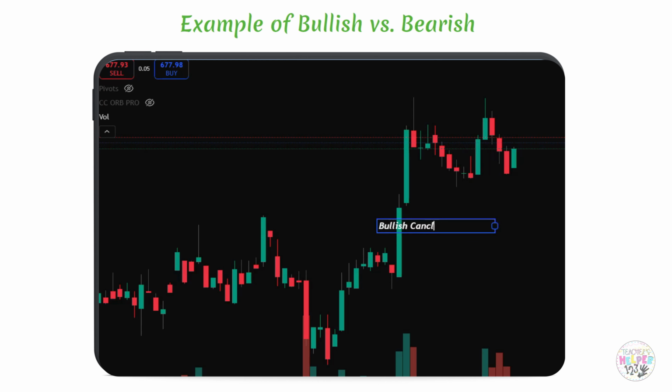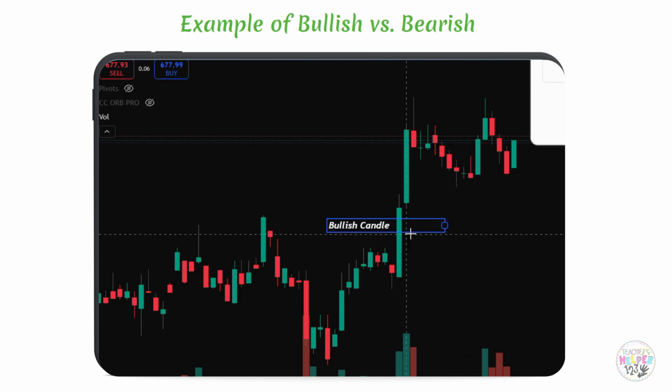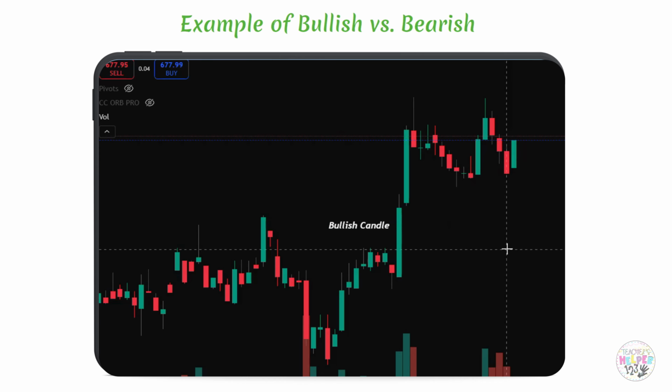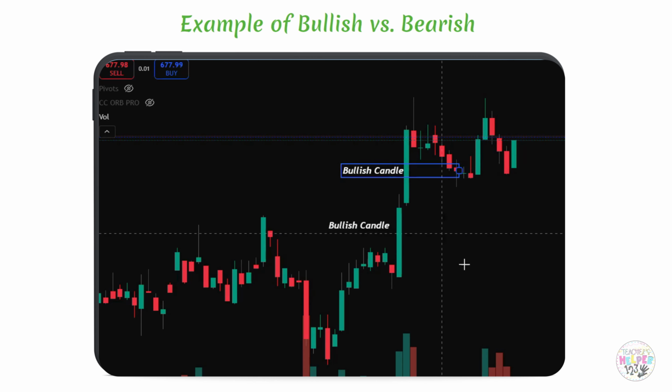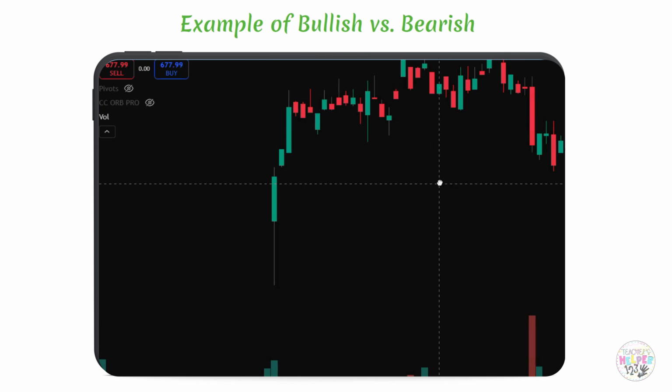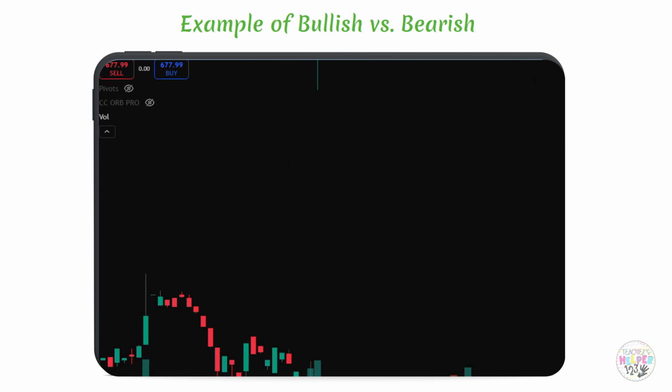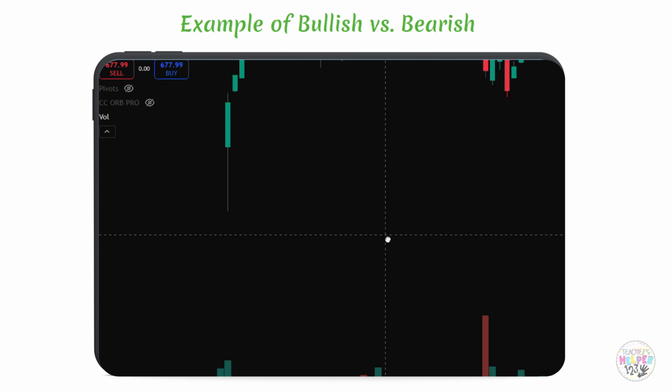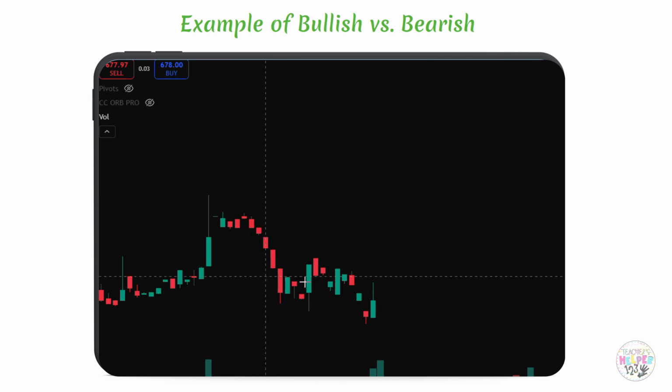Now let's connect this to a candle on a chart. As you can see in this chart, a bullish candle means price moved up. These are usually green, but not always. A bearish candle means price moved down, and they are usually red. Each candle shows who was stronger, buyers or sellers.